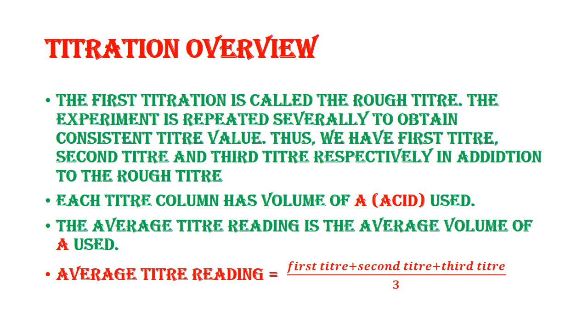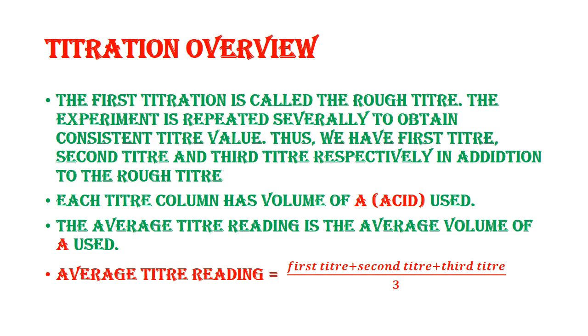The experiment is repeated severally to obtain a consistent titer value. You repeat it again. That will now be your first titer. When you are approaching the end point, you know the range where it will be, so you become more careful and add the liquid drop by drop, so that immediately the color changes, you stop. That one will be more accurate than the first, but not accurate enough, so you do it repeatedly: first, second. That's why we have the first titer, the second titer and the third titer in the table.